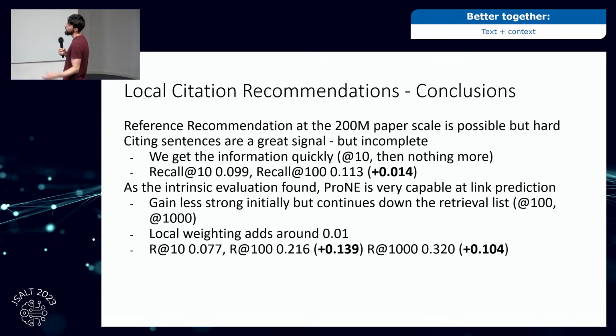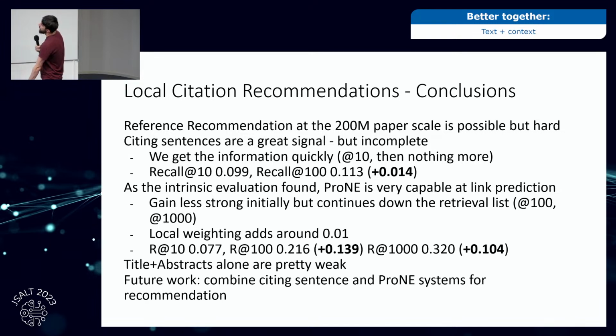As the intrinsic evaluation I presented before showed, prone is very capable at link prediction, and it's less strong initially than the citing sentences, but as you continue down the retrieval list, it's adding more and more. So we're adding kind of 13% and then another 10% as we go to recall at 100 and recall at 1,000. And title and abstracts alone are pretty weak. And future work would obviously be combining the citing sentences to get these initial gains and then the prone system as some kind of fallback. So again, another better together story to be made here, I think.